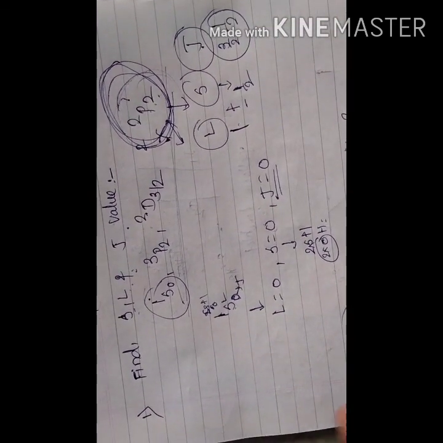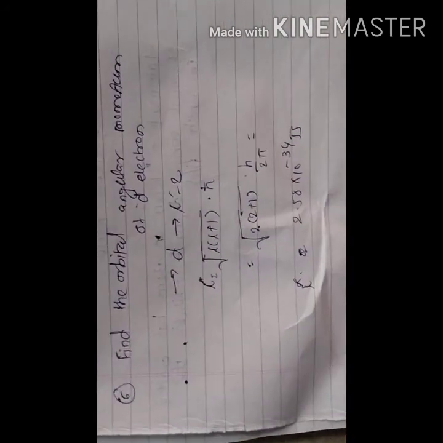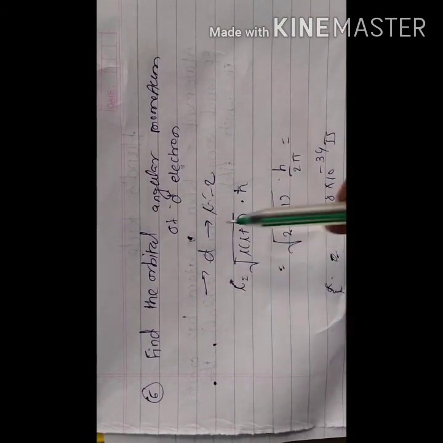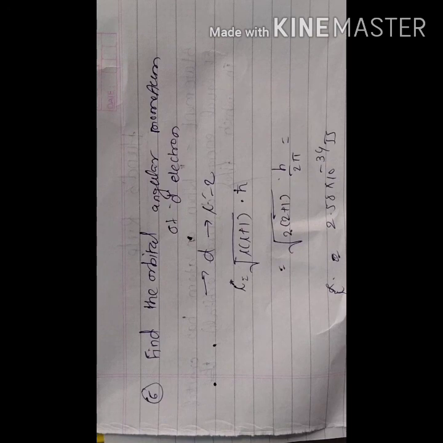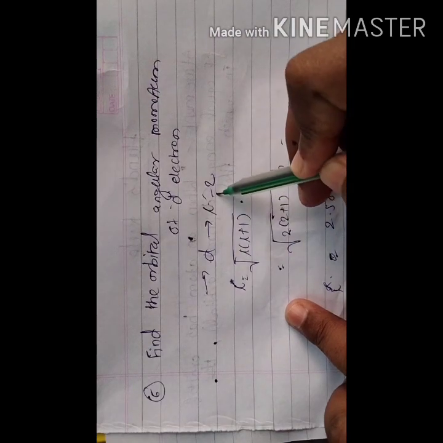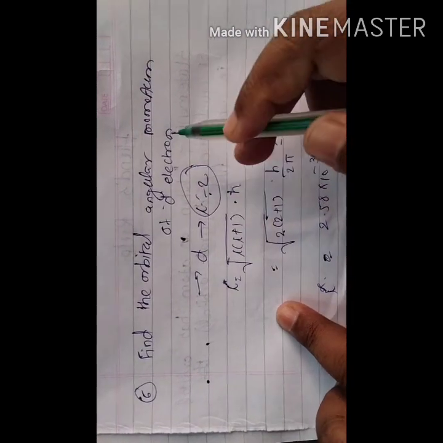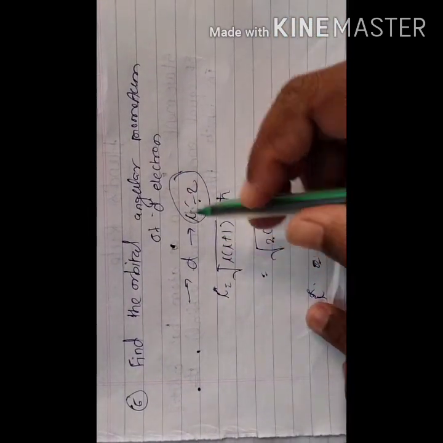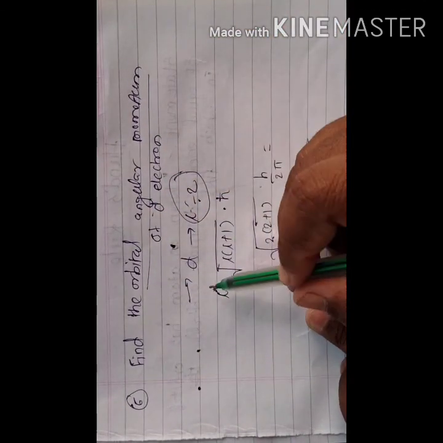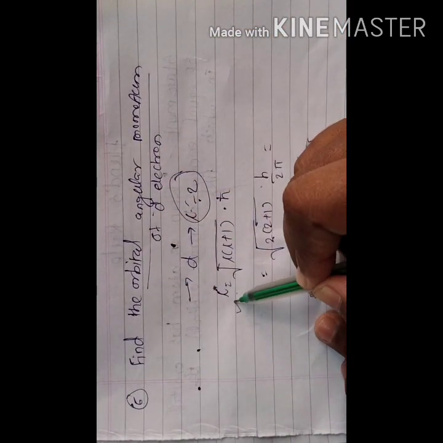So now this is the last example in this chapter. Find the orbital angular momentum of a d electron. For d, what is L? The value of L is 2. Okay. So we have to write the orbital angular momentum for the electron.